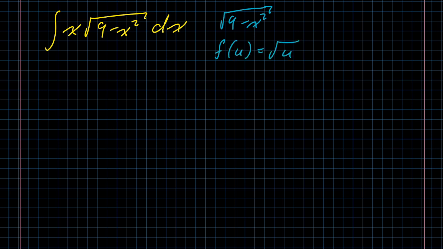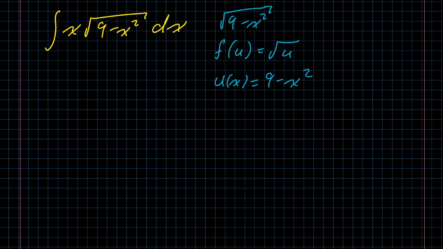And that is itself a composition. F of u is the square root of u. U of x is 9 minus x squared. Once we got to this point, now we're ready to start filling in the things we need to do the substitution.